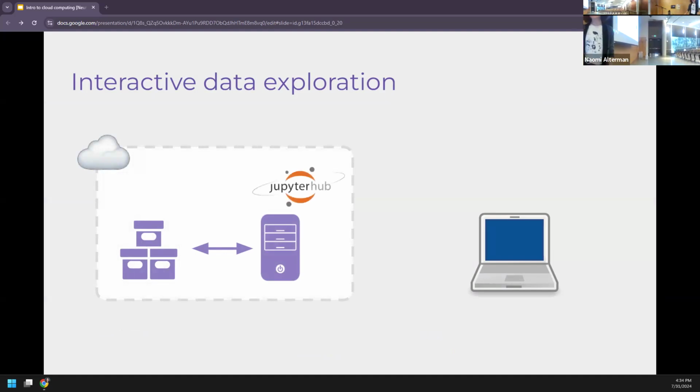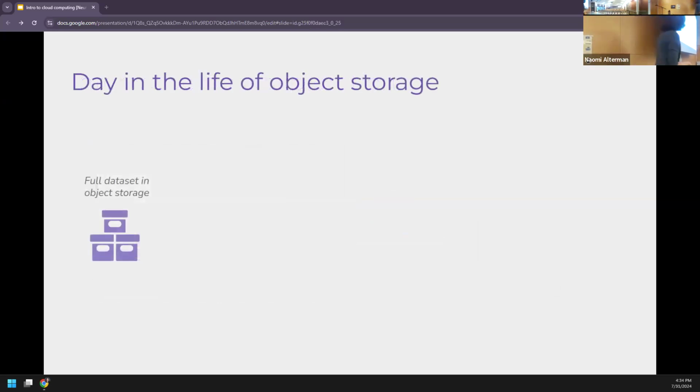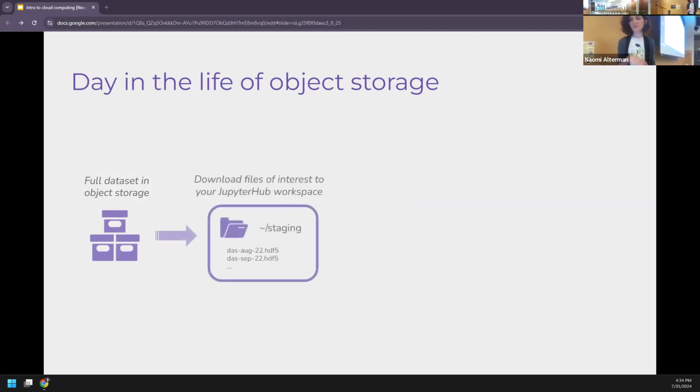And so we're going to do that by running JupyterHub, which is a server application on that virtual machine. And we're going to open a web browser on our laptop, which connects to the JupyterHub, which runs our Python code, which loads data out of object storage. When I keep saying load data out of object storage, the common way that that might look is if you have your full data set, that in your Python code, you download the files of interest.